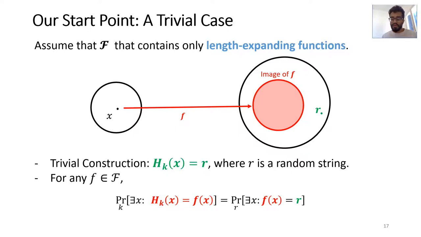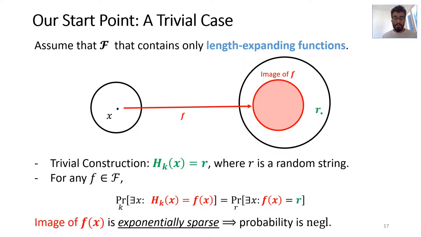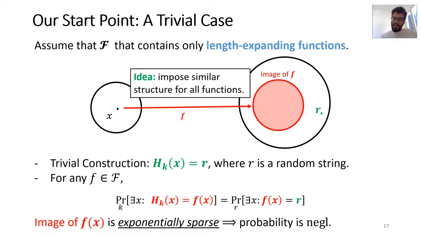And if the image of f is sufficiently small, or more precisely, if it's exponentially sparse in the range, then the probability that R is in the image, or equivalently, that there exists a correlation, is negligible. Good. So this simple construction is actually correlation intractable for expanding functions. And our idea is to impose the same image in the general case, even when our class contains shrinking functions.